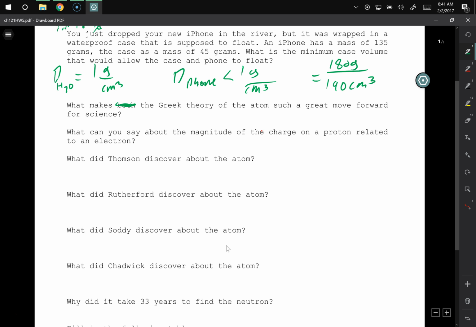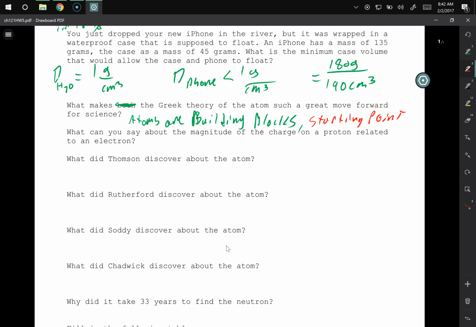Starting point, basic experimentation. Okay. So what did we say about the atoms? If I understand that atoms are building blocks, then I can base experimentation off of that. It is your starting point. So to make that a little bit more clear, can somebody tell me what the elements were during this Greek time period?